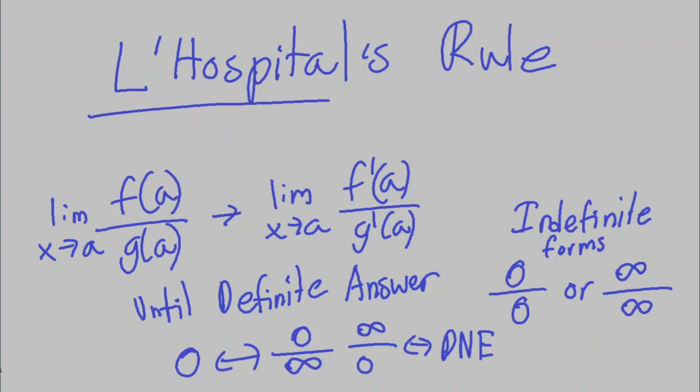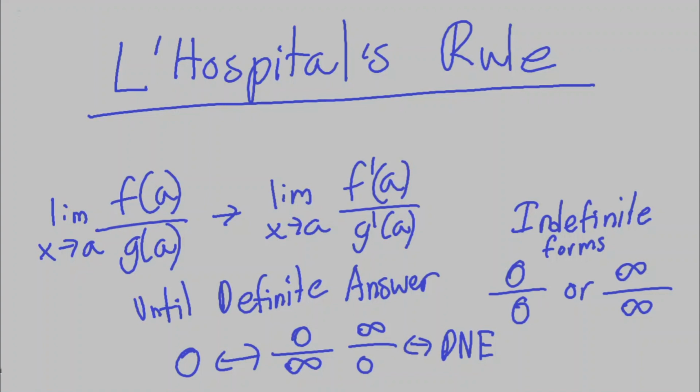All right, so today we're going over L'Hôpital's rule. Essentially, in this unit, it's a much easier way of differentiating a fractional derivative, in which you could use a quotient rule, but sometimes it actually might be easier to differentiate this way. So let's say we have the limit as x goes to a of f(a) over g(a).